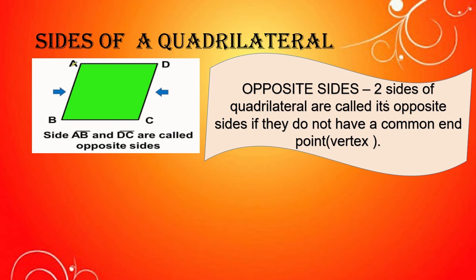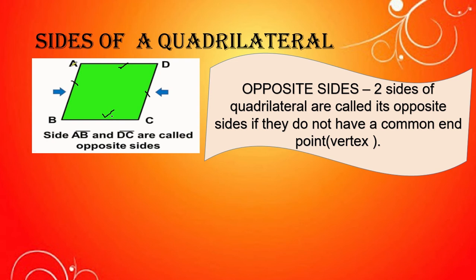Opposite side. What are opposite sides? Two sides of quadrilateral are called its opposite sides if they do not have any common point or vertex. As you can see here, AB and CD both are opposite to each other. They don't have any common point. They don't have any common vertex. So these two sides are opposite side. Similarly, you can say that this side AD and BC, these two sides are opposite to each other.